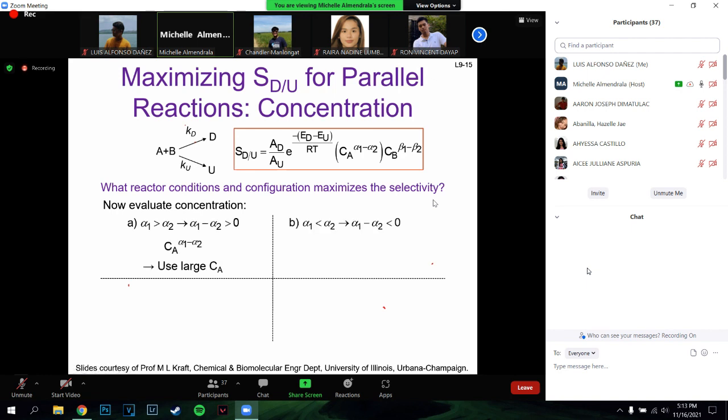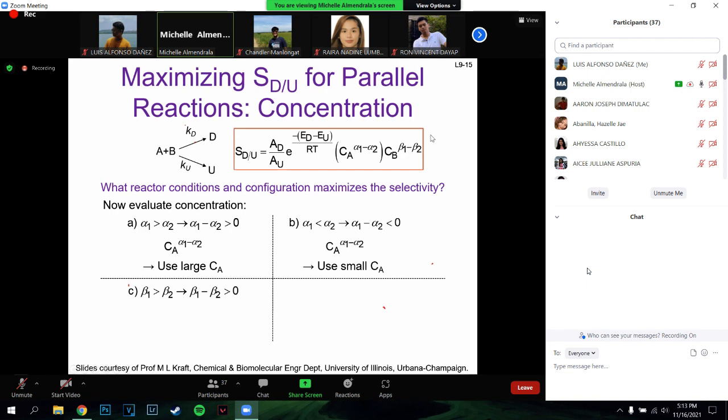Of course, the concentration effect depends on the order, but the order of the reaction will not change for each reactant. For case A and case B, we just have to vary concentration. For case A, we use higher concentration for CA. For case B, we use smaller concentration for CA. So this is somewhat your simulation process for the multiple reactions.